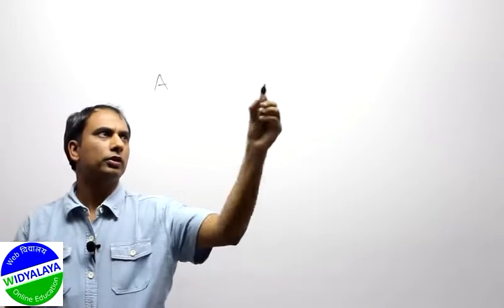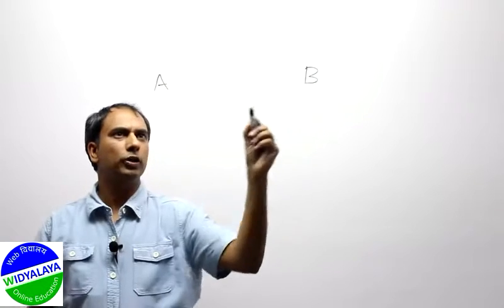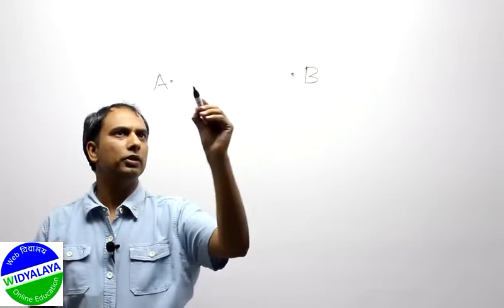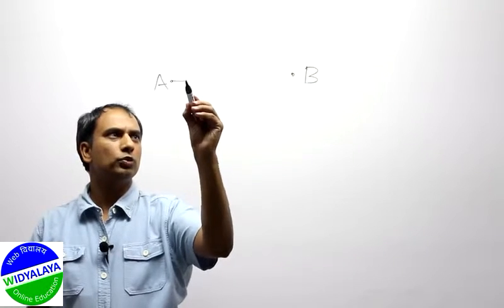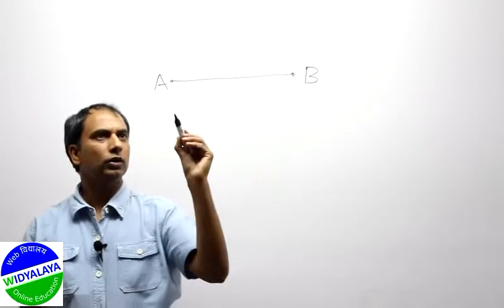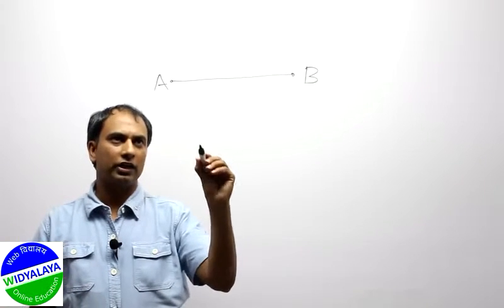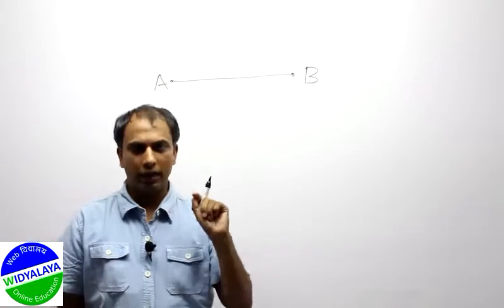However, what is actually the definition of distance? Distance between point A and point B would be, if you put, let's say this is the point A, this is point B. So if I join these two by a straight line, whatever is the length of this straight line is, that is the distance between A and B.